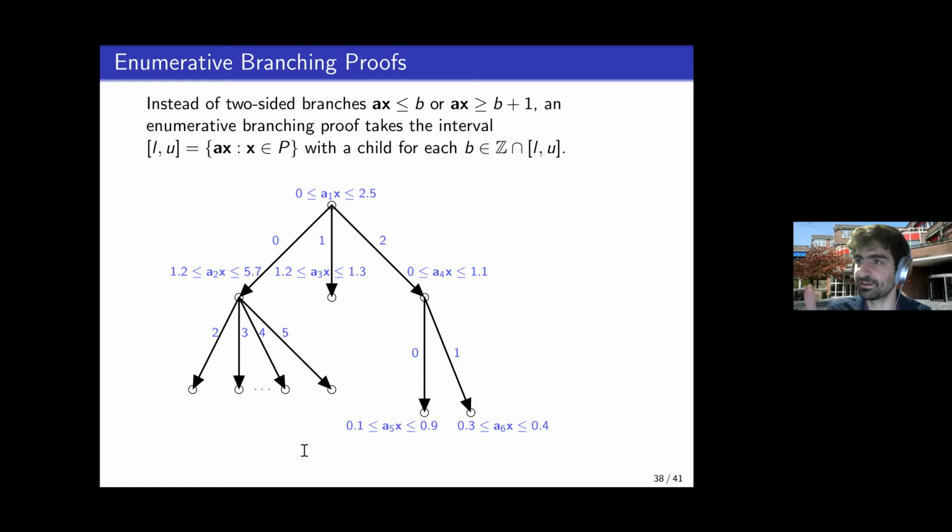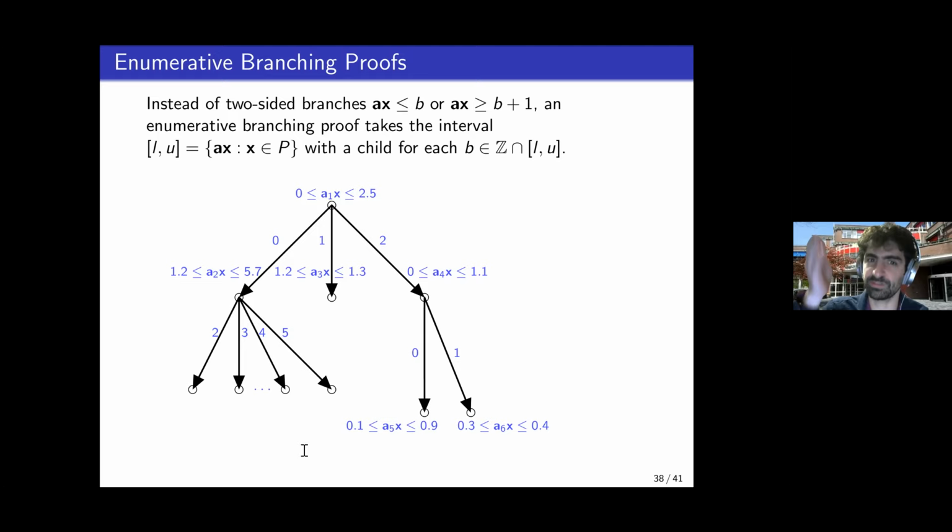All of the subproblems that I get will be lower dimension. Here is an example of what that might look like. You know that on the feasible region, A1x takes values between 0 and 2.5. Like this, you can certify using solving two LPs. And then you branch on A1x equals 0, A1x equals 1, A1x equals 2.